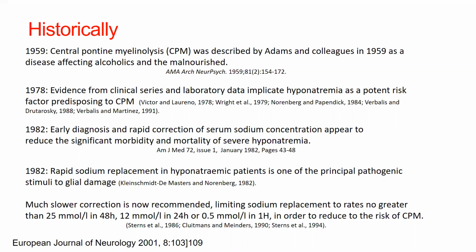In the early 1980s, the guideline was still to treat hyponatremia as fast as we can to resolve the neurological symptoms. At the same time, they started linking the overcorrection of hyponatremia to osmotic demyelination. By the mid-1980s, they wrote the first guideline on overcorrection: not more than 0.5 milliequivalents per hour, not more than 12 per day, and not more than 25 within 2 days.